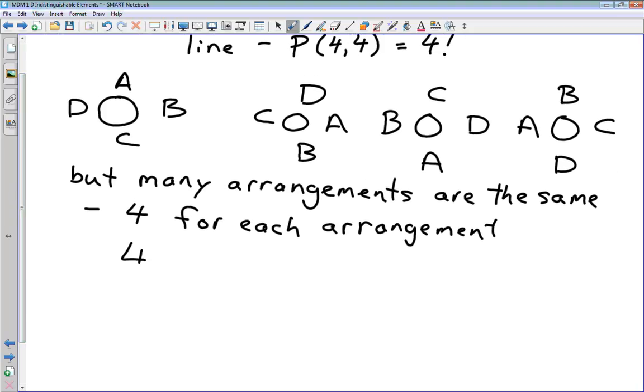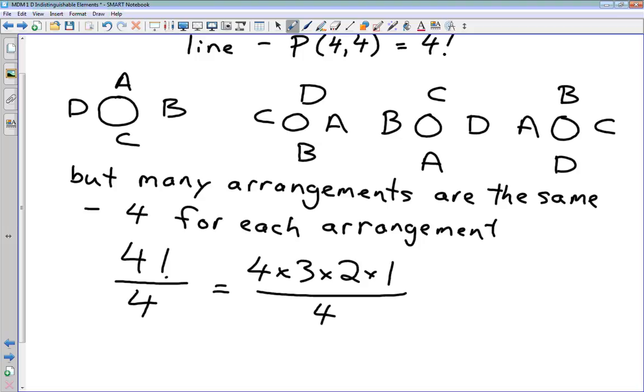Well, similar to when we were working with indistinguishable elements, the total possible arrangements are 4 factorial. For each arrangement, we have 4 that are the same, so we divide out those identical arrangements. So we'll end up with 4 factorial, which is 4 times 3 times 2 times 1, divided by 4, or just 3 factorial, which in this case gives us 6. Okay?